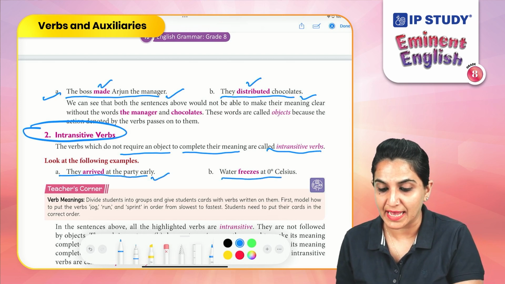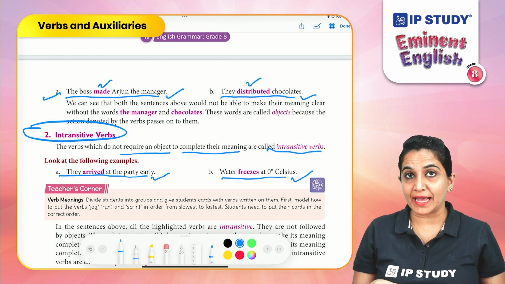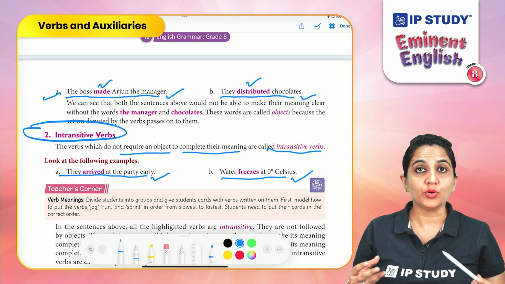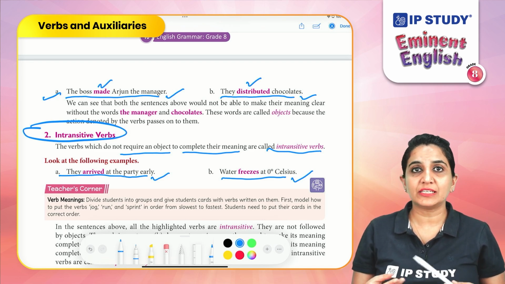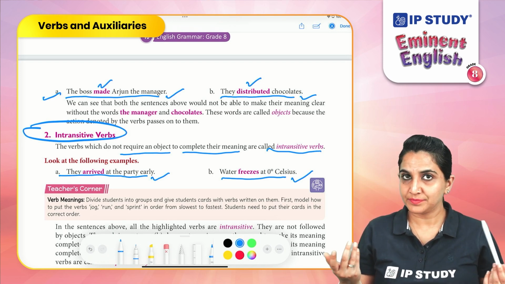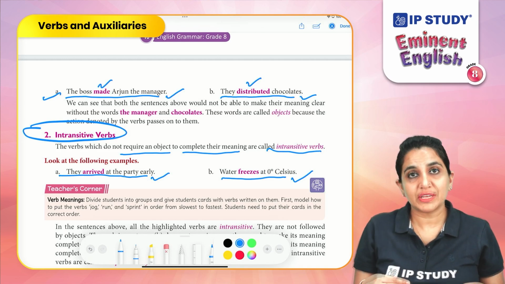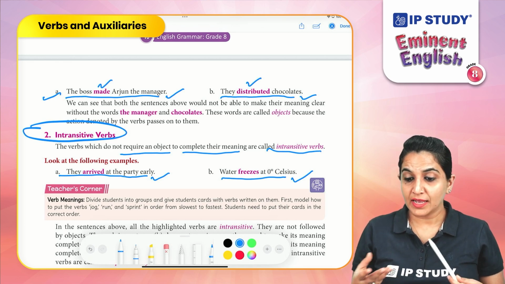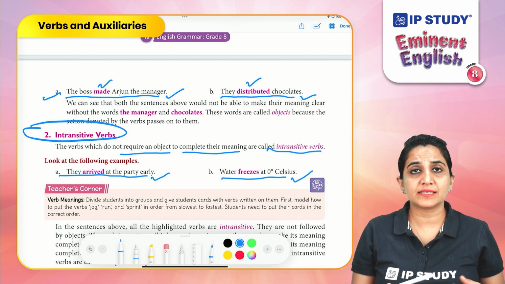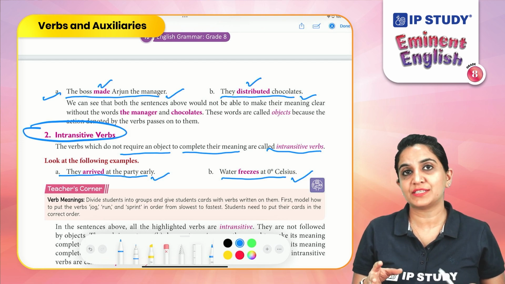Water freezes at 0 degrees Celsius. In both of these sentences, arrived and freezes are verbs, and they did not require an object to complete the sentence. They arrived at the party early. They do not require an object. Who arrived or how arrived, right? Water freezes at 0 degrees Celsius. Now, water freezes, it is a factual thing. It did not require an object. So these are called intransitive verbs.